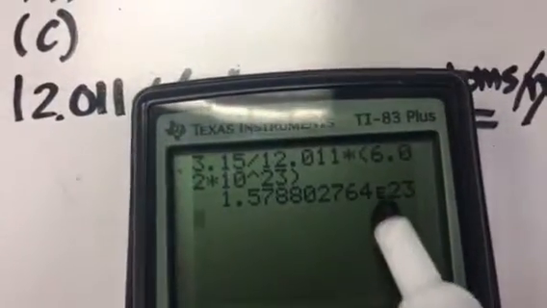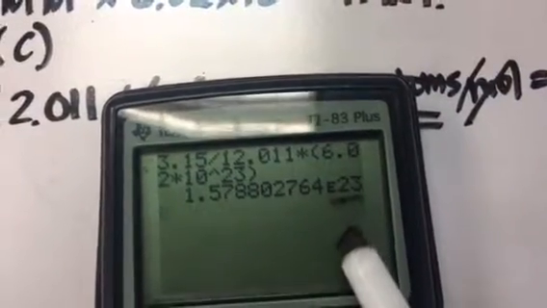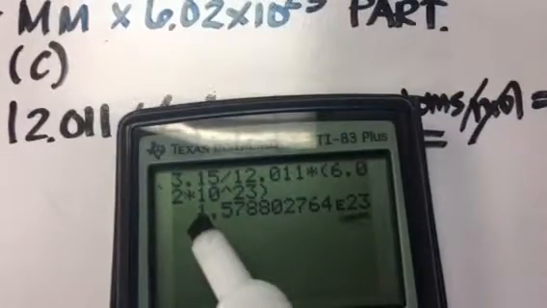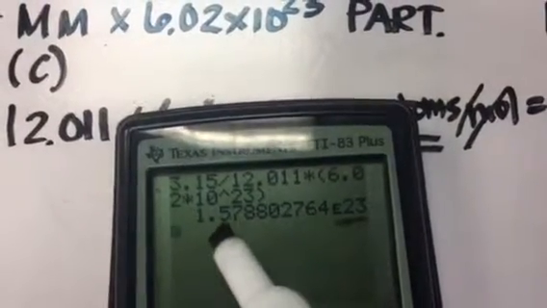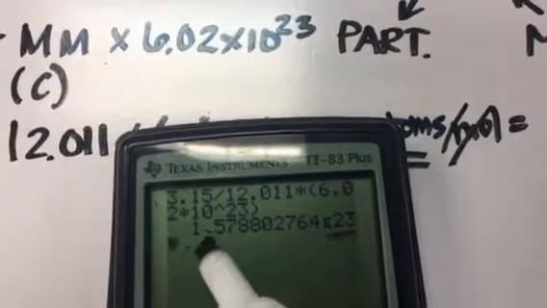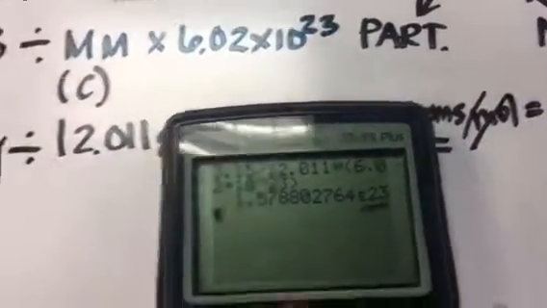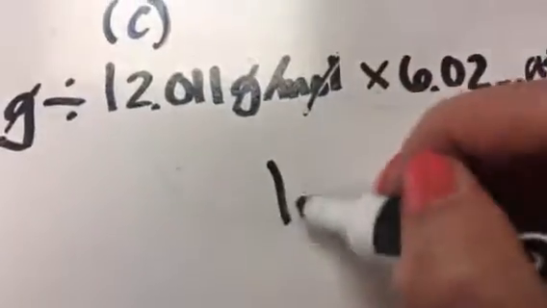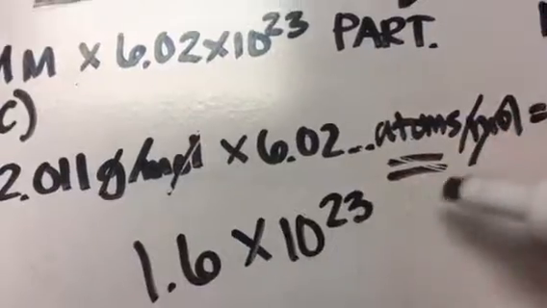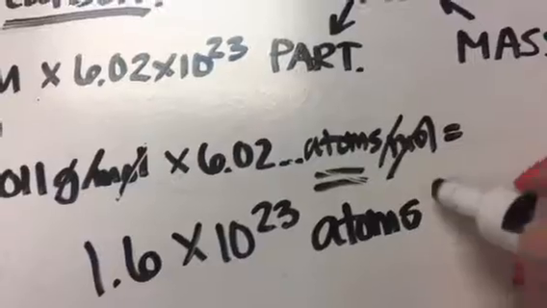Okay, so I have this whole number, and I also have E23. Remember, that stands for times 10 to the 23rd. If I'm going to round this to the tenths place, the number after that is a 7, so it's higher than a 5. We're going to bump up the 5 to a 6. 1.6 times 10 to the 23rd. What are my units? Atoms of carbon.